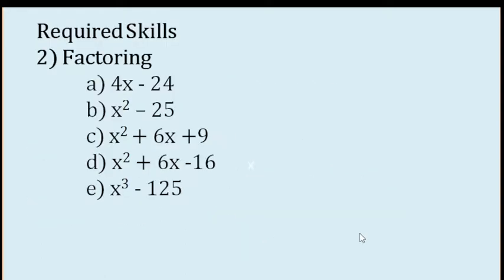Now, we will review also the second skill, factoring polynomials. So the first one is factoring polynomials that contain a common monomial factor. The greatest common factor between 4x and 24 is 4. So we'll bring it out. If we remove the factor 4 from 4x, we have x left. And if we remove the factor 4 from negative 24, that gives us negative 6. So these are the factors.